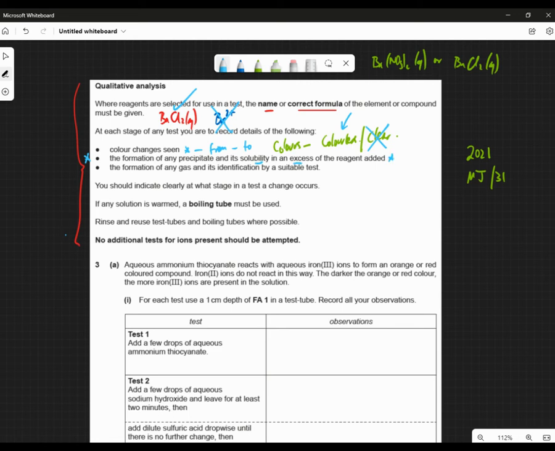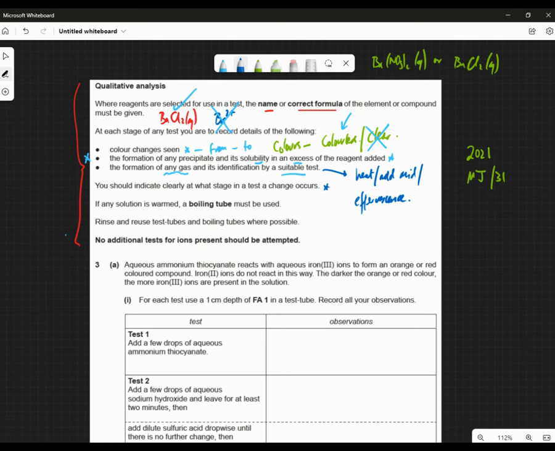Next, you've got to do the formation of a precipitate and whether it's soluble in an excess or not of the reagents. Next thing, we've got to do gas. You've got to identify any gas by a suitable test. Lots of you don't seem to know when to do this. If you heat something, there's a very good probability of a gas being given off. If you add an acid, you might want to test for a gas. Obviously, there's a gas if you see effervescence. So please check for gases. You indicate clearly at what stage in the test a change occurs.